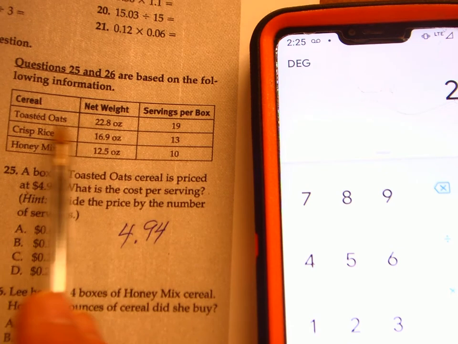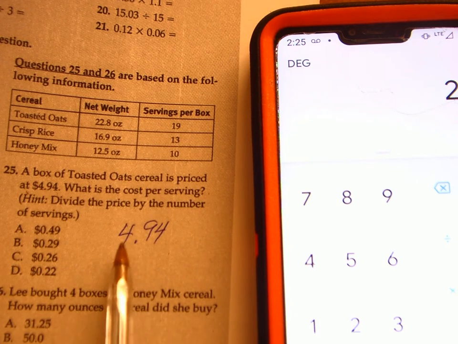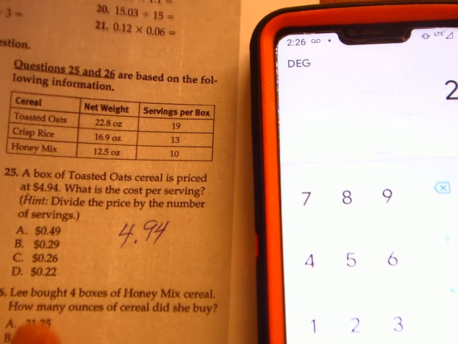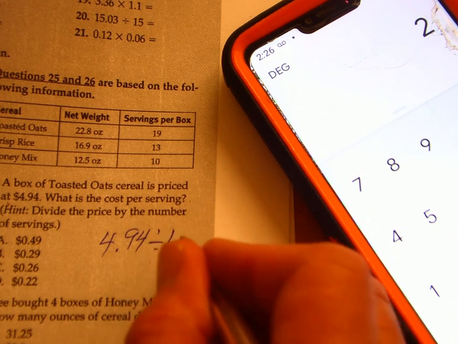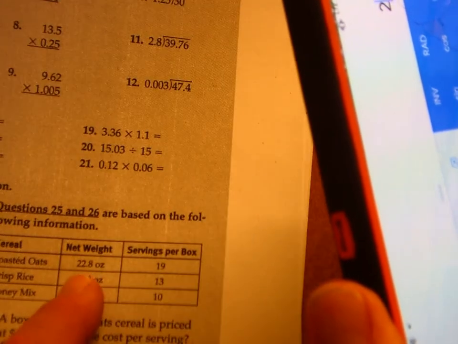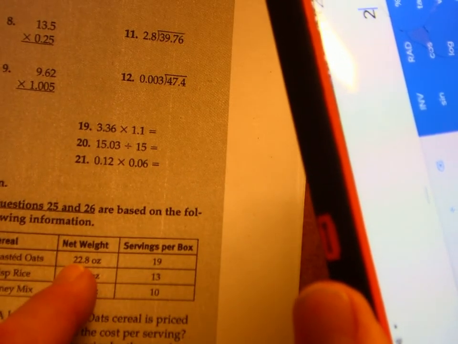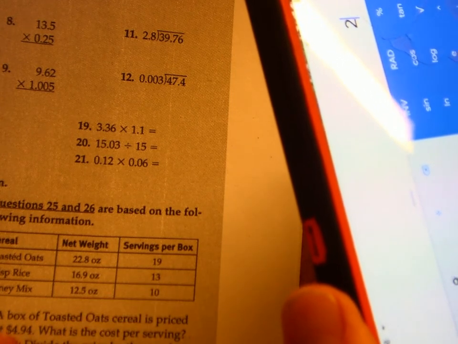Well, you look at the cost, you look at how many servings. It's got 19 servings in it, and altogether it costs $4.94. How would you find out how much one serving costs? You want to divide that price into 19 equal parts, and that'll give you the price of each part. So you're going to divide $4.94 divided by 19. Okay, let's try that. Again, we're using the numbers from the toasted oats. Did we need the weight? No, we didn't need the weight. We only needed how many servings and the price. They gave us the price.